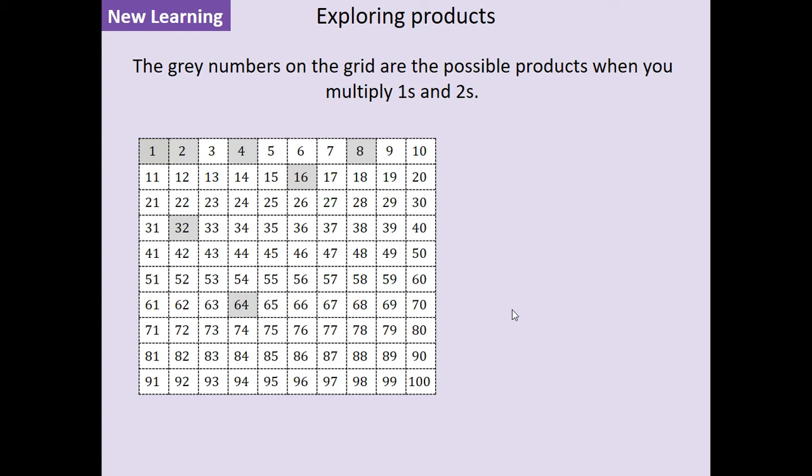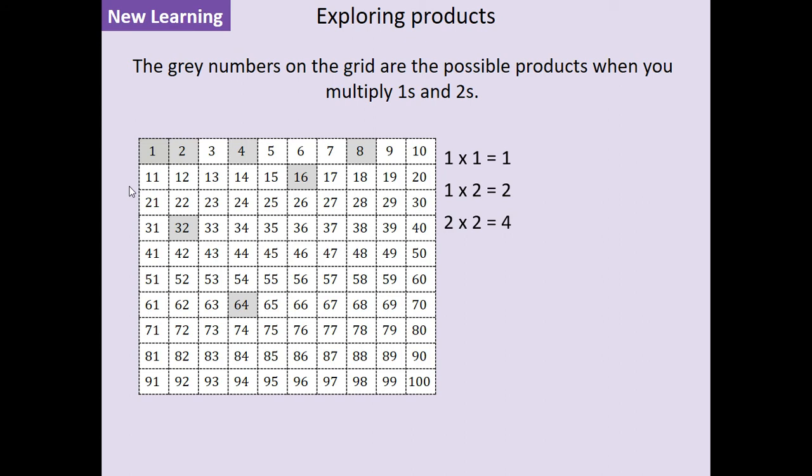So, for example, if the product is 1, what numbers did we multiply together to get 1? Well, we've multiplied 1 by 1, gave us 1. So that's our first product. Okay, the next one, 2, is 1 times 2. Then we have 4, which is 2 times 2.